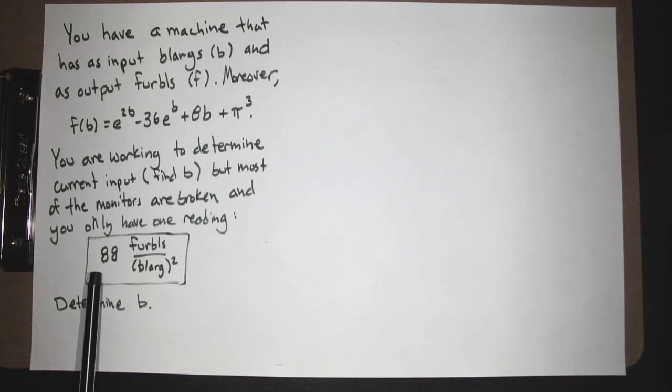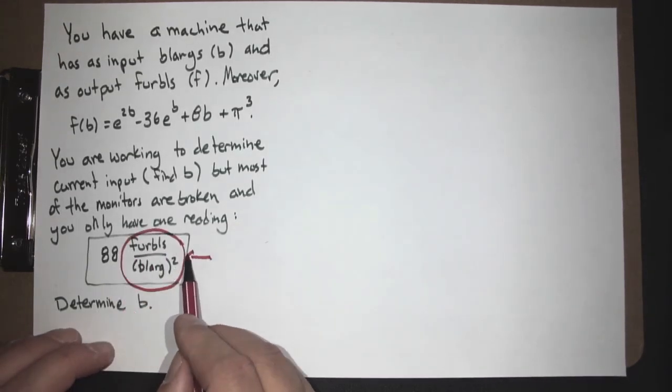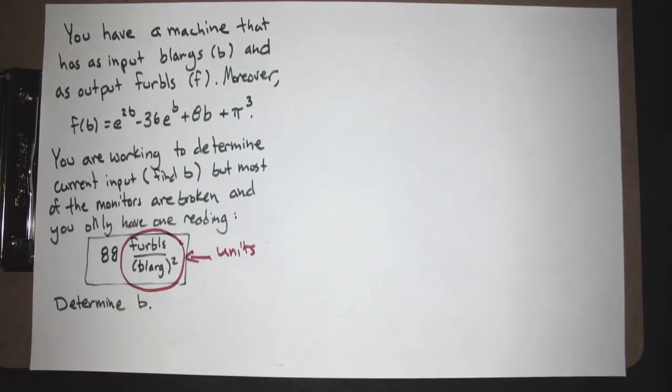So let's not focus on the 88 for a second. There's something here. There's units attached to this. Furbles per blarg squared. The units are telling the story. What do the units tell us? It's like acceleration. So why do you say like acceleration?